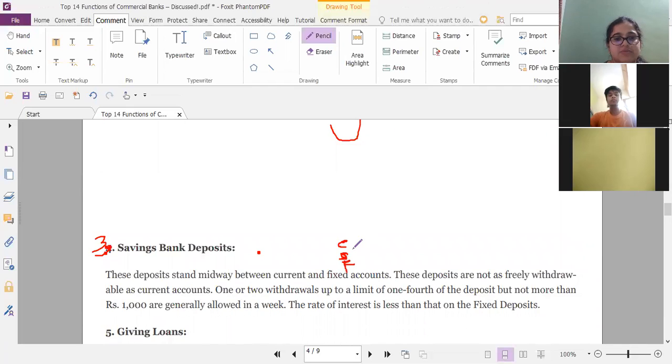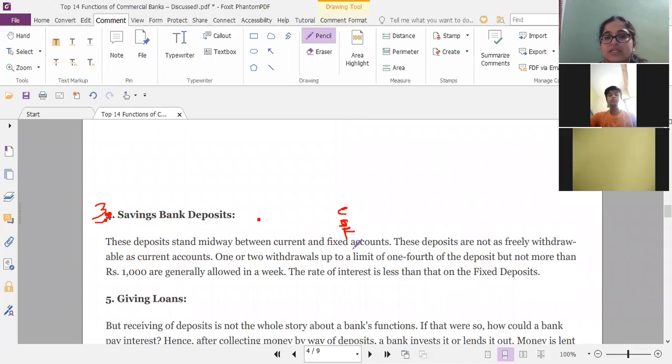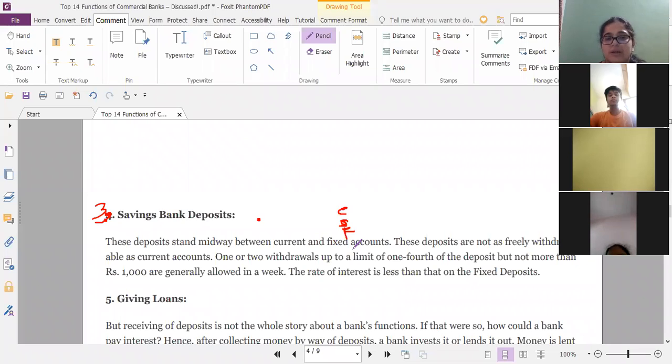So these deposits stand midway between current and fixed accounts. These deposits are not as freely withdrawable as a current account. One or two withdrawals up to a limit of 1/4 of the deposits, but not more than rupees 1000, are generally allowed in a week. So there is some limit, and only up to that limit you can withdraw the money, right? Whenever you need it, like 1000 per week, only 1000 per week you can withdraw.